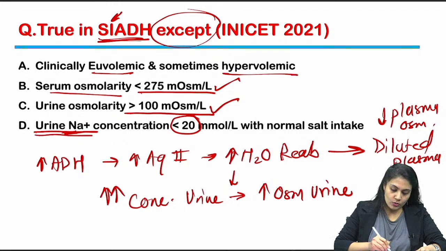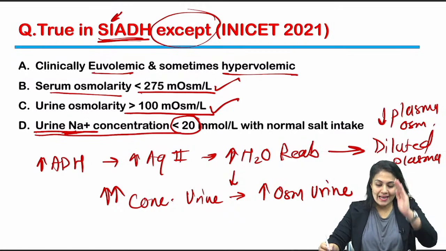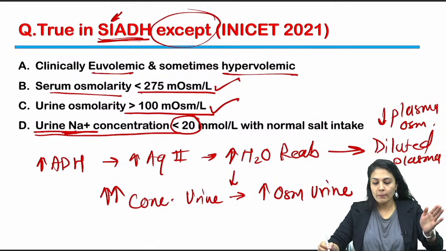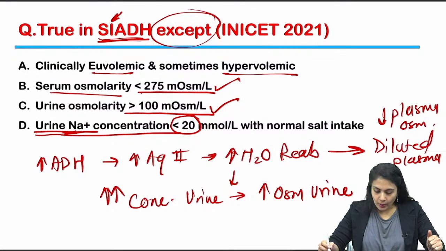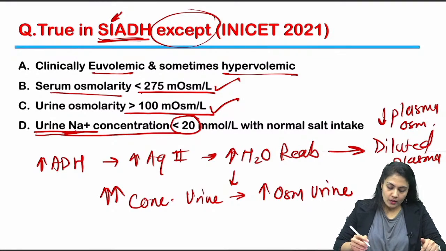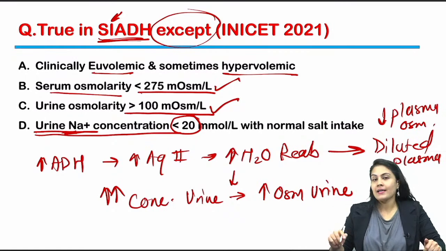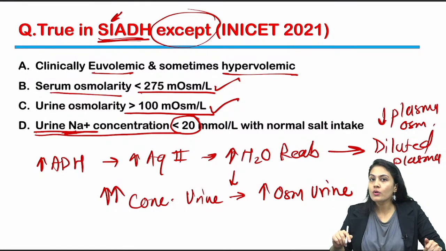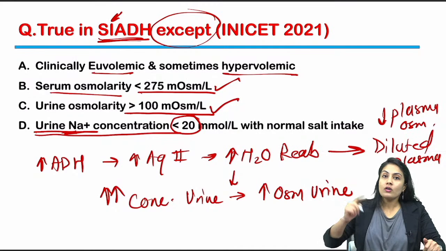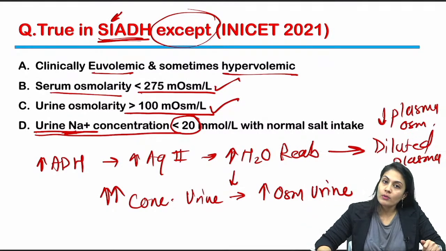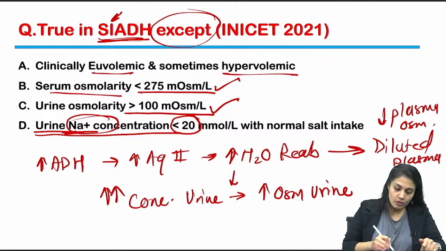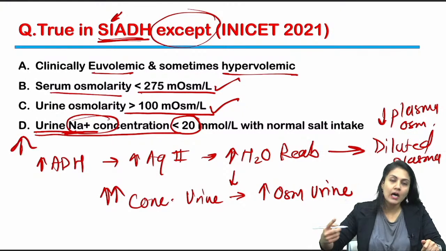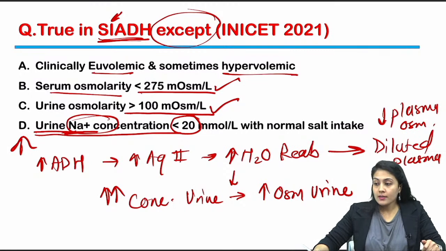Okay, the urine sodium concentration is less than 20 millimole per liter with normal salt intake. Now understand, over here the urine is concentrated, and as I just told you, because of this escape phenomenon which is going to apply over here, the urinary sodium concentration is actually very high. It is going to be higher.